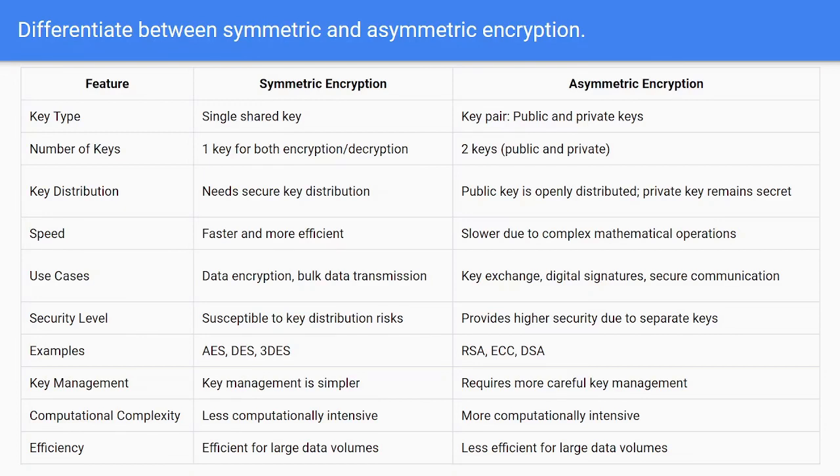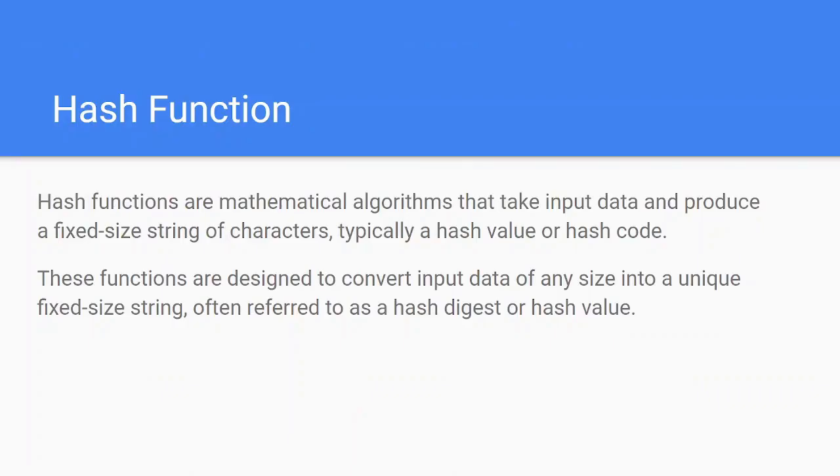Symmetric is faster and more efficient when it comes to speed, while asymmetric is a bit slower due to complex mathematical operations. So just look through this table, get a feel of it, understand and see the differences between symmetric and asymmetric encryption. So the next thing we are going to is hash function. This is another type of encryption.